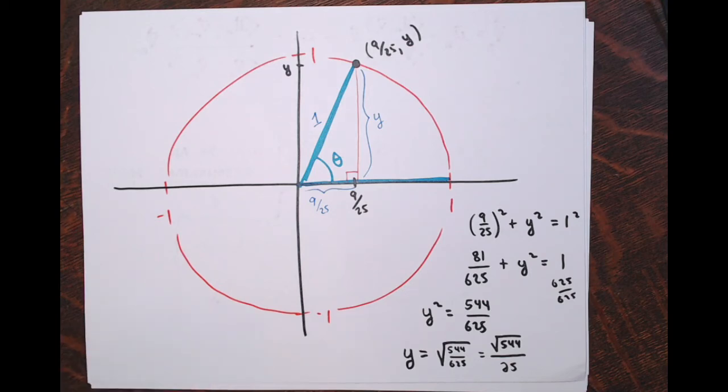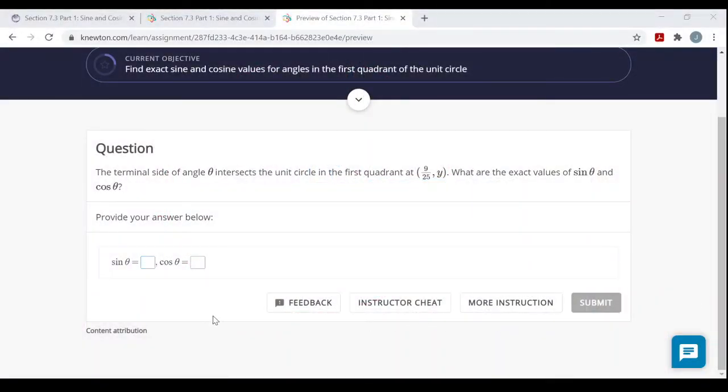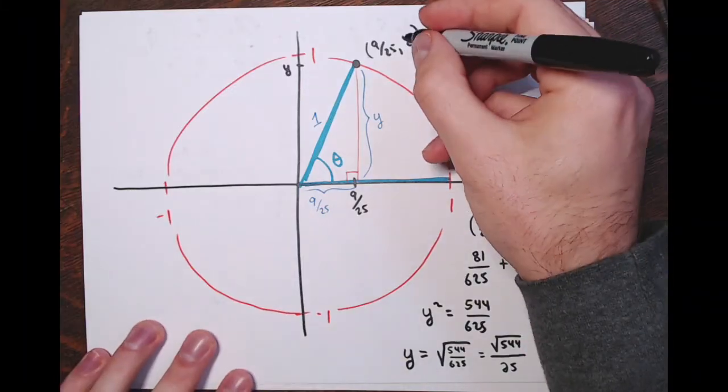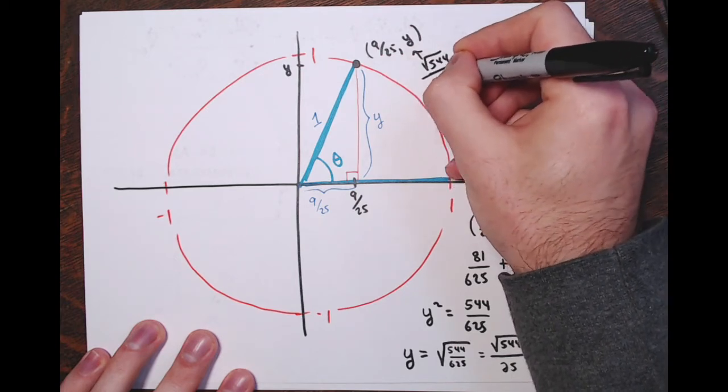I'm just going to see what happens when I enter it this way, because I know the problem doesn't ask me to simplify anything. It just says to enter your answer below in an exact value. When they say exact value, that just means don't punch it in your calculator. So let's see what happens here. So I'll go back. Now, remember, they want the sine and cosine. So this y coordinate is the square root of 544 divided by 25.